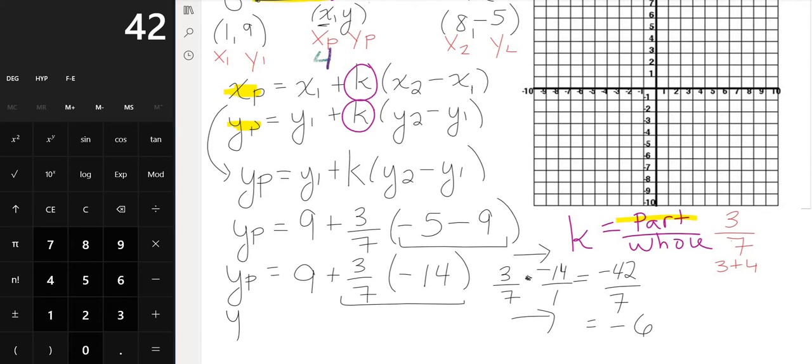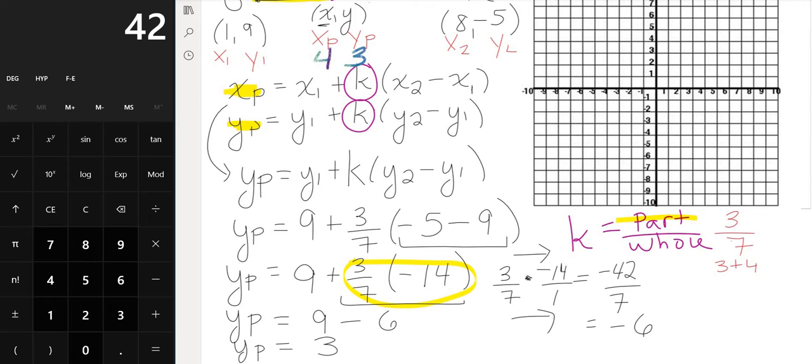So now we're going to keep going. YP equals 9 minus 6, because this whole section here, once we multiplied it together, gave us a negative. So 9 minus 6, which is 3. So now our YP value is 3.